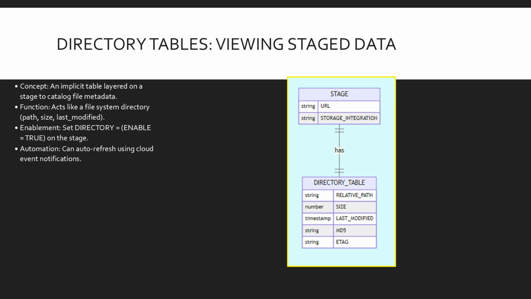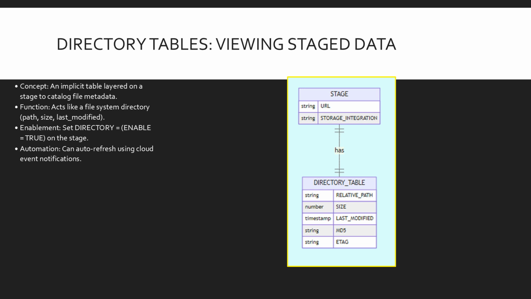This entity relationship diagram illustrates the connection between a stage and its directory table. The stage entity on the bottom holds the connection details like URL and integration. It has a one-to-one relationship with a directory table. The directory table entity exposes file-level metadata attributes, relative path, size, and last modified, allowing you to query the stage contents using standard SQL.